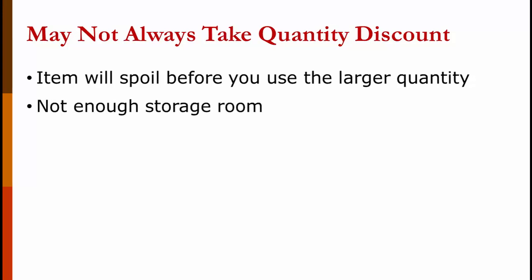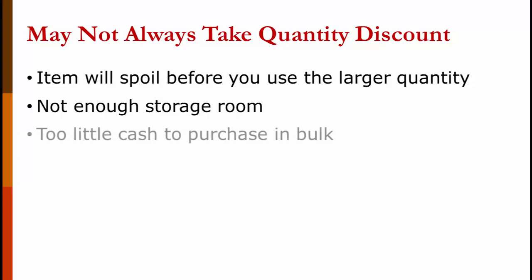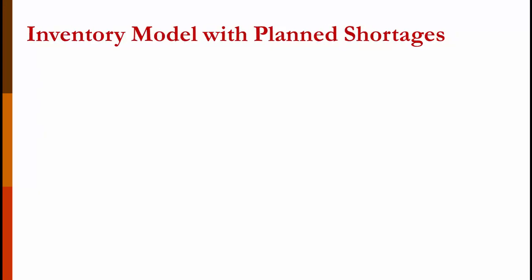In fact, I know of some restaurants, at least before the pandemic, where when they would order stuff, they would order it to be delivered several times a day. That was more expensive, but they didn't have much storage space, so that was the only way they could keep the stuff that they needed on hand. If cash is tight, you might not be able to afford to buy the quantity, even if the quantity discount makes sense to you. Now let's talk about inventory models with planned shortages.